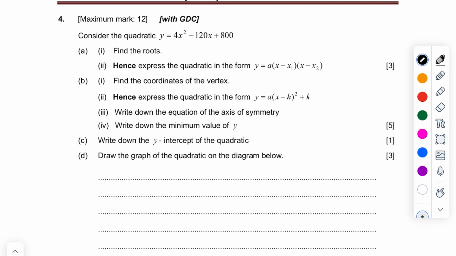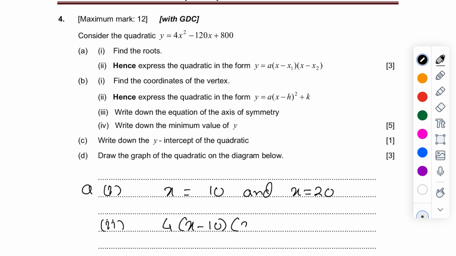Question number 4, consider the equation f of x equals to 4x square minus 120x plus 800. Find the roots with GDC. So when I'm finding the roots with GDC, you'll be getting x equals to 10 and x equals to 20. Hence it is expressed in the factored form. So now it has a as 4, so therefore take 4 common and write as x minus 10 times x minus 20.